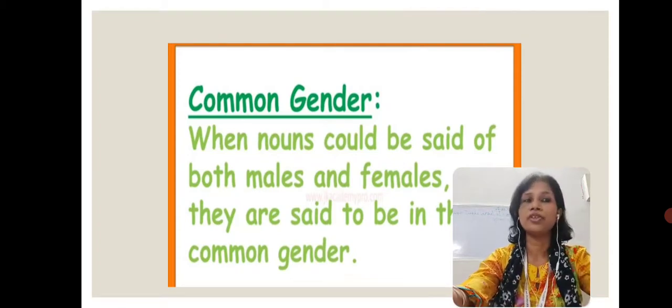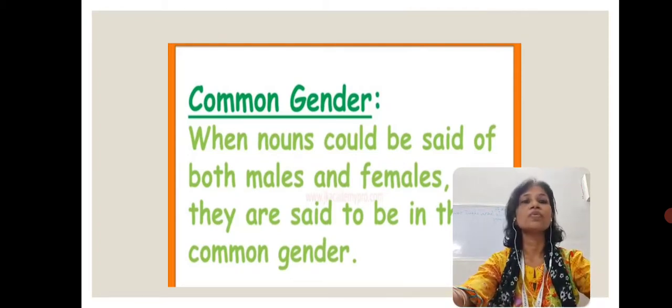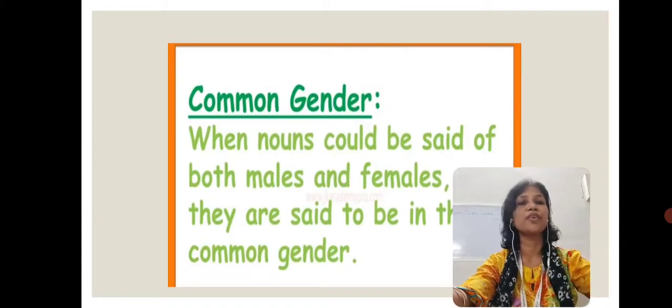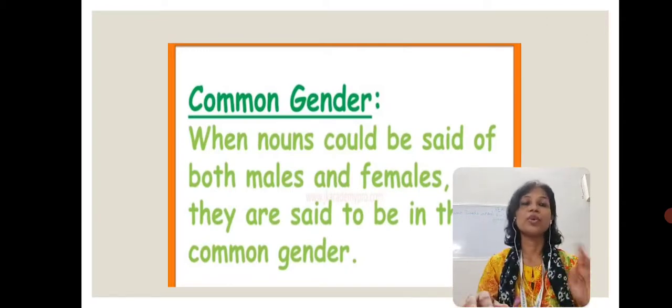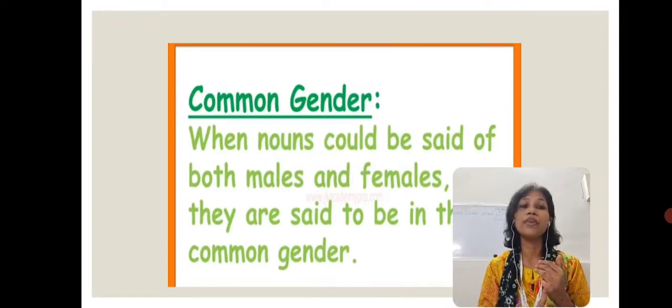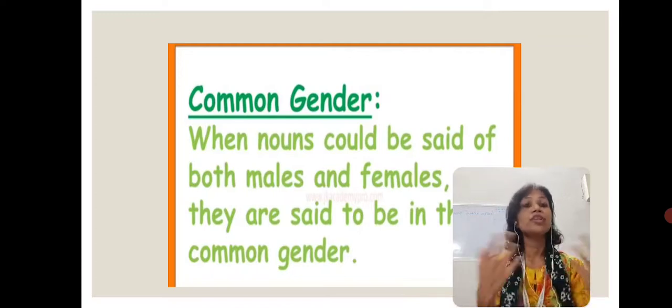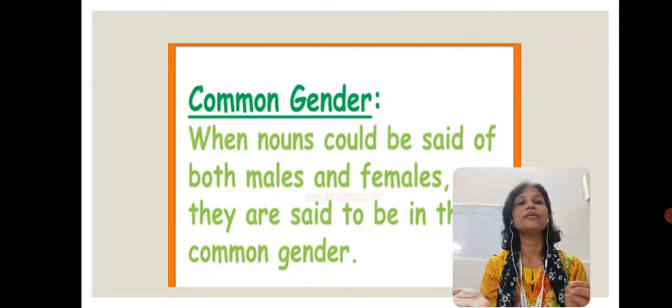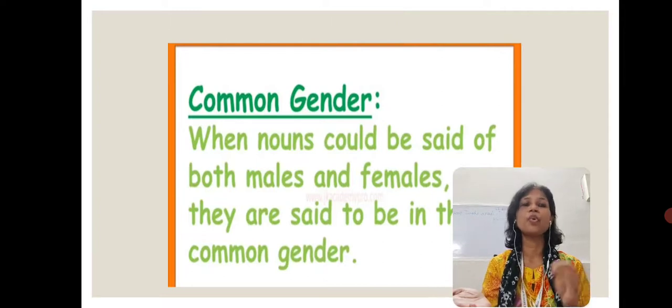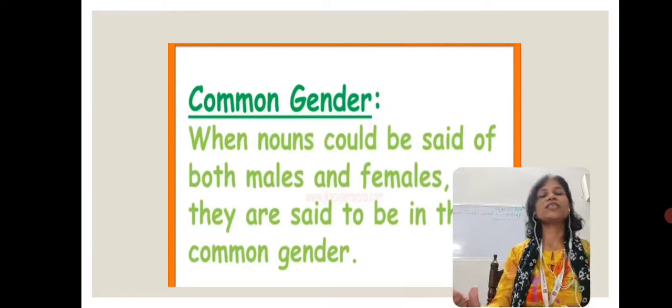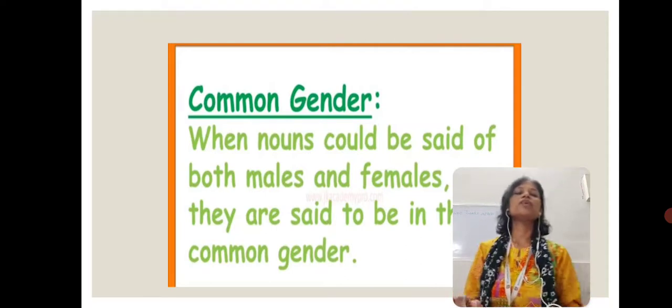Now what is common gender, students? When nouns could be said of both males and females, they are said to be common gender. Yes, very important, students. We have learned about masculine males, feminine females, but now common means what? Both male and female. So the nouns that refer to both the male and female together. Is it not an interesting one? So let us see which words refer to that.